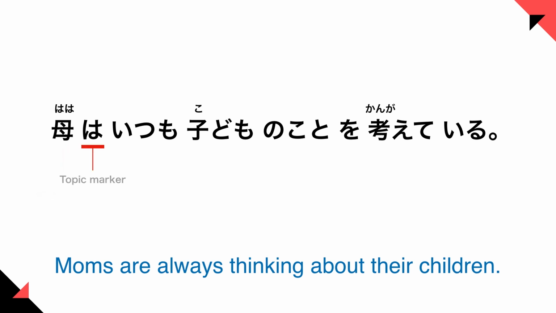Right? Next word, は is a particle that marks the topic. So, 母は that means talking about her, for moms. Next, いつも that means always. 子供 that means children. Next, のこと that means about in this case. So, 子供のこと that means about children.